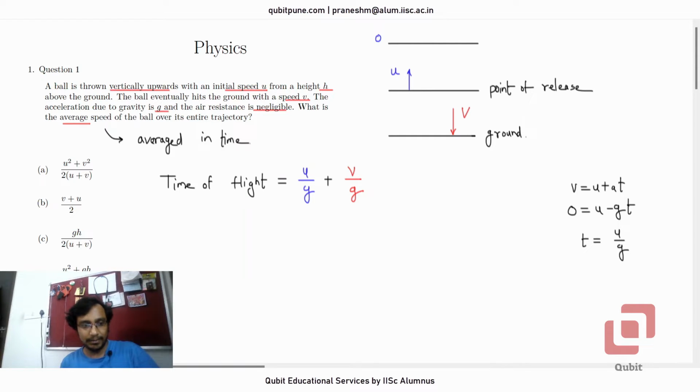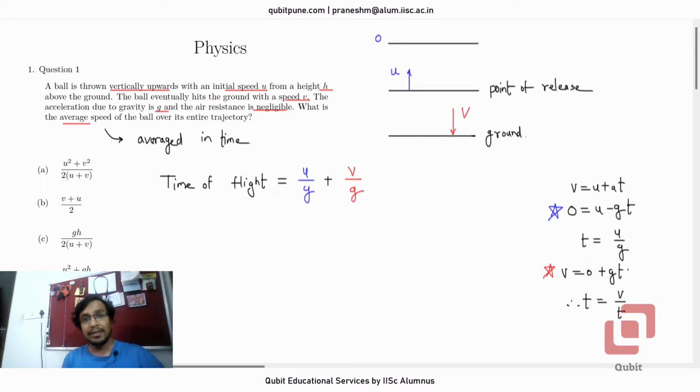Let me use blue color for this. This is for the ascent. For the descent, the final speed is v and the initial speed is 0, and therefore again the time of flight for the descent will be v by g. So we must now average our speed over this particular time of flight.